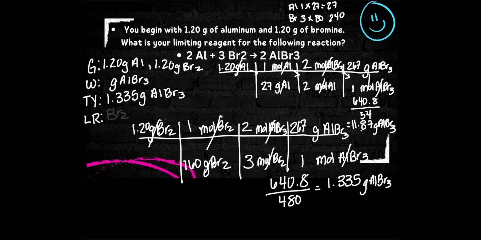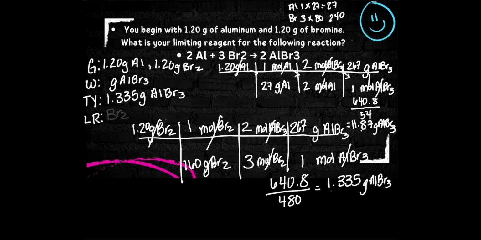Now, your limiting reactant is a compound. It is not a number. Your theoretical yield is an actual number, but your limiting reactant is going to be a compound or the element that you started with. This is also called the limiting reagent, which is the same thing as your limiting reactant. When we look at our reactants, Al and Br2, those were the two elements that we were given.